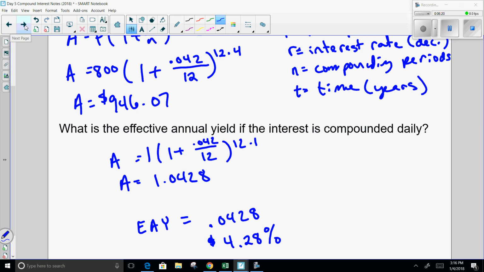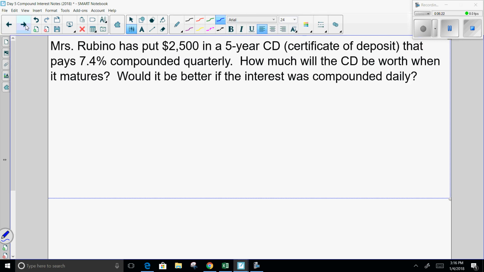Okay? So let's look at the next problem. It says Ms. Rubino has put $2,500 in a 5-year CD, certificate of deposit, that pays 7.4% compounded quarterly. How much will the CD be worth when it matures? Would it be better if the interest was compounded daily? So again, it says compound quarterly. So we're going to use the compound interest formula, which is A equals P parentheses 1 plus r over n raised to the nt.